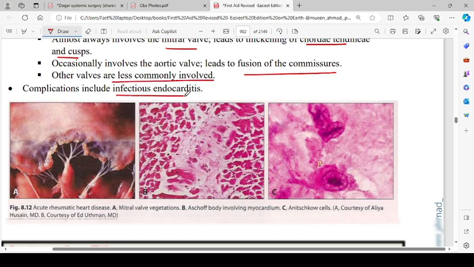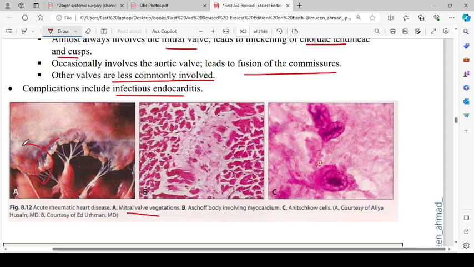Complications include infective endocarditis. So these are acute rheumatic heart disease. A is showing mitral vegetations. B is showing Aschoff bodies involving the myocardium. What are Aschoff bodies? These are Anitschkow cells. Yeah, so I think this whole thing is Aschoff bodies.